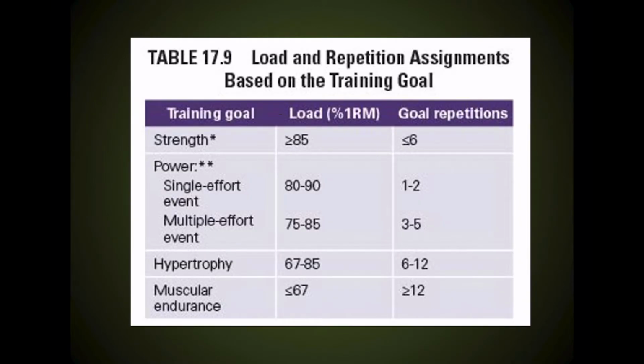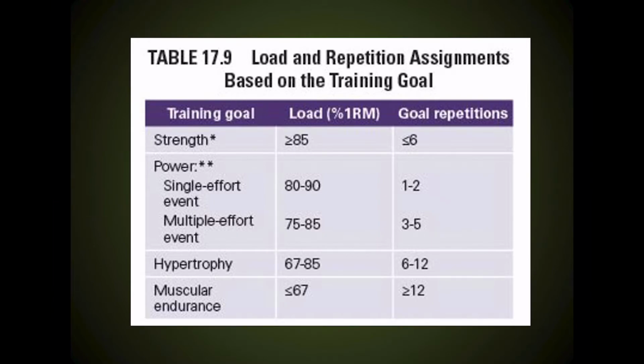Table 17.9 describes load and repetition assignments based upon the actual training goal. We look at strength. This is about 85% or greater of percentage of 1 RM and about 6 or fewer repetitions. For power, looking at 80 to 90% of 1 RM, at least for the single effort event, maybe 1 to 2 repetitions. And then anything that's maybe multiple repetitions, we're looking at 75 to 85% of 1 RM, 3 to 5 repetitions. Again, explosive movements in this case.